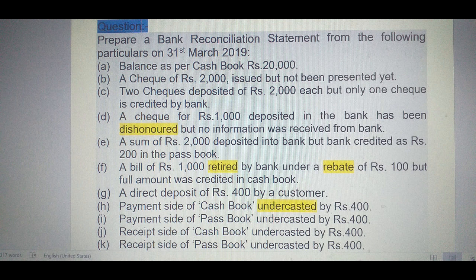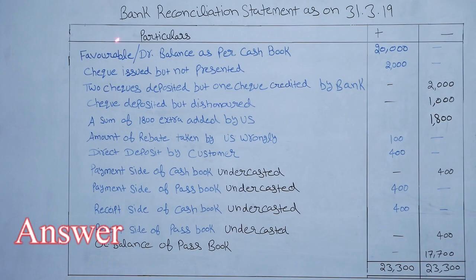I. Payment side of passbook undercasted by 400 rupees. J. Receipt side of cash book undercasted by 400 rupees. K. Receipt side of passbook undercasted by 400 rupees. Now come to the answer.